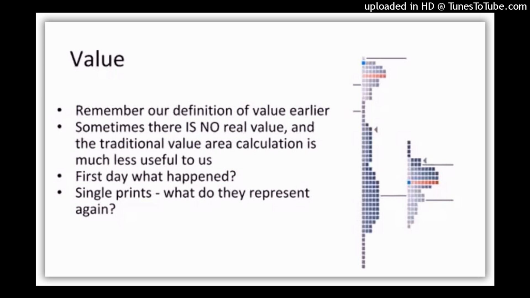Poor highs and poor lows. Okay. It's a lack of excess. It's a lack of single prints. It's a lack of that clear rejection at an area on a profile. It signifies likely continuation. Okay.